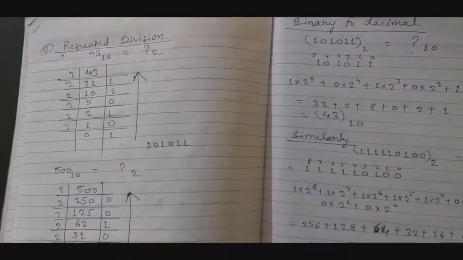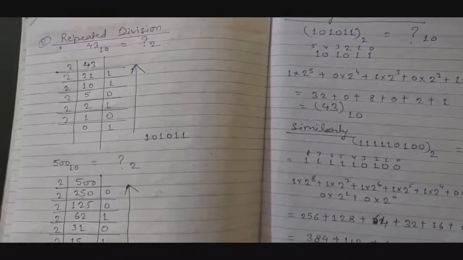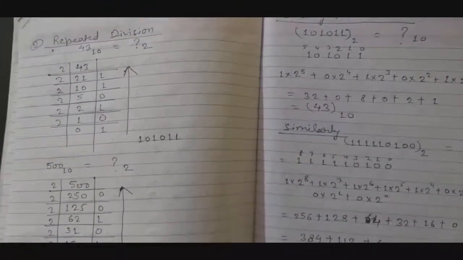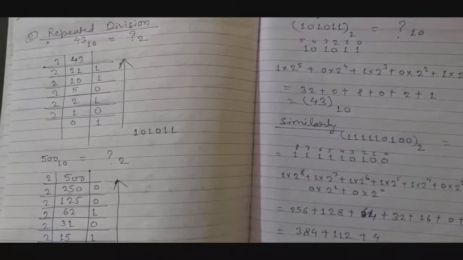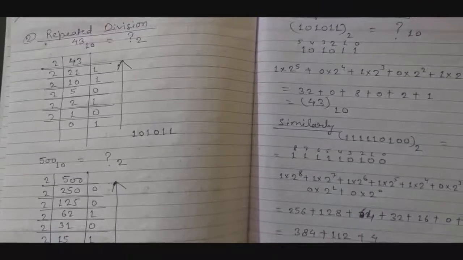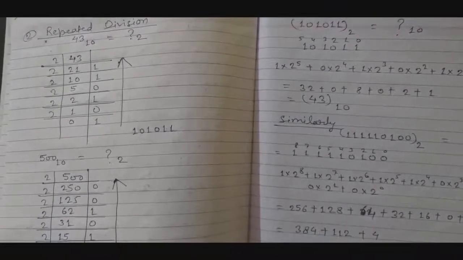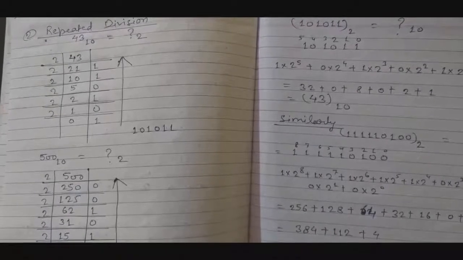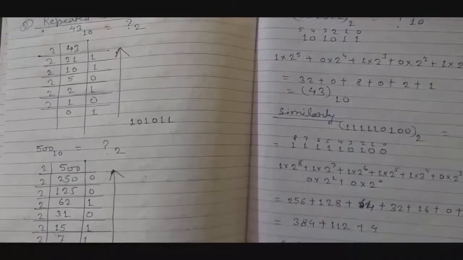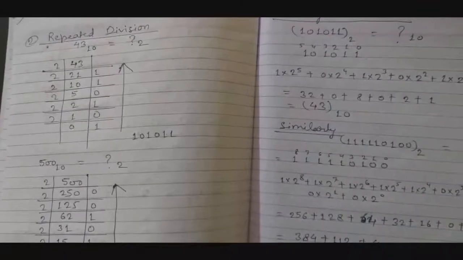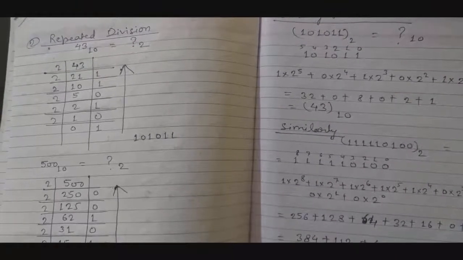Now the second method is that of repeated division. Here also I am converting 43 into binary, means 43 base 10 into base 2. So dear students, in this case we have to divide 43 by 2 until it becomes 0. I am repeating once again, we have to divide 43 by 2 until it becomes 0. Make it clear. Why am I dividing 43 by 2? Because the base of the binary number system is 2. That's why I am dividing 43 by 2.